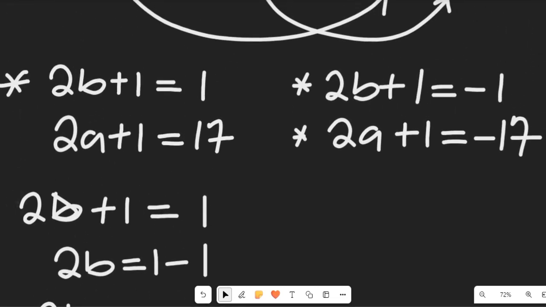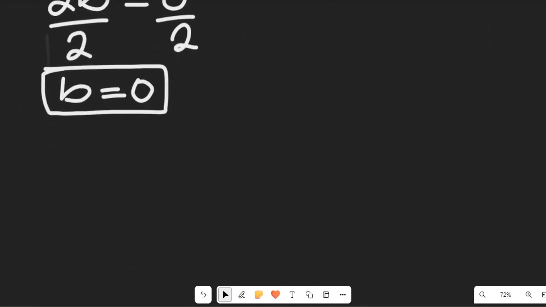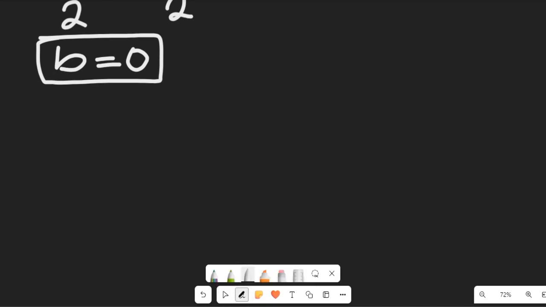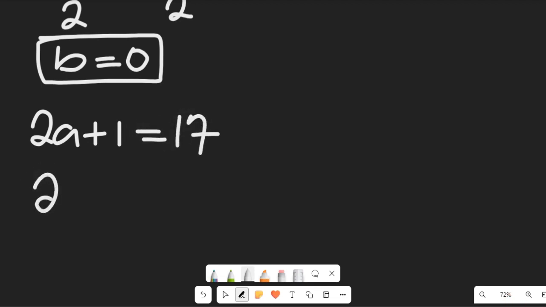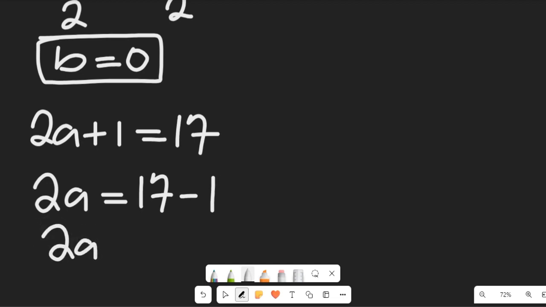Now let's consider the second equation, 2a plus 1 equal to 17. From here, we have 2a plus 1 equal to 17. So 2a will be equal to, if we subtract 1 from both sides, 17 minus 1. So 2a will be equal to 16.